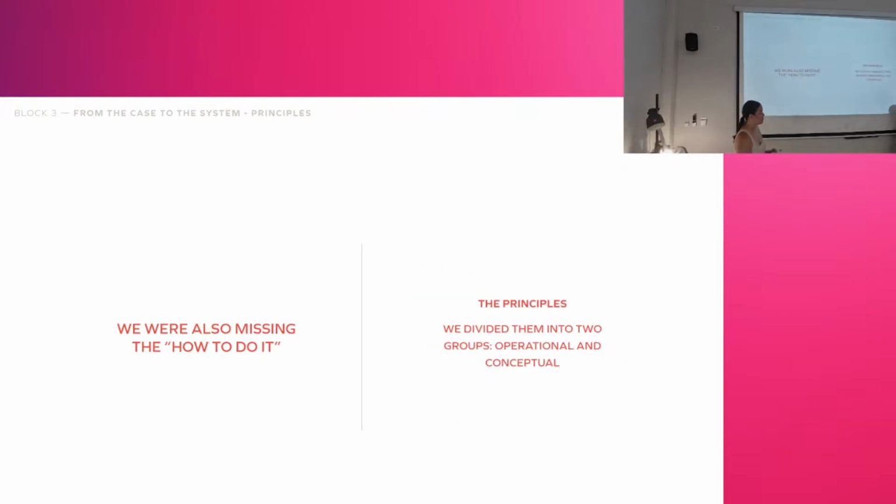But operations weren't enough. We were also missing the how to do it. That's why we decided to add another layer, the principles, which we also divided into two groups. The operational principles, which have to do with the way of intervening in the object, for example, keeping the intervention visible, or the KISS principle, which means keep it simple, stupid. Alvaro already knows that. And the conceptual principles, which have to do with our attitude during the interventions, for example, using play or irony as a tool, or using visual poetry as a tool.